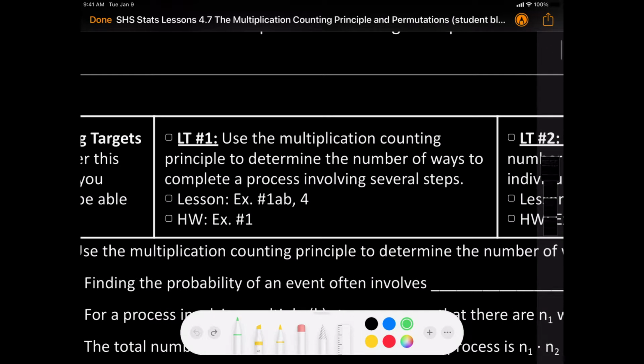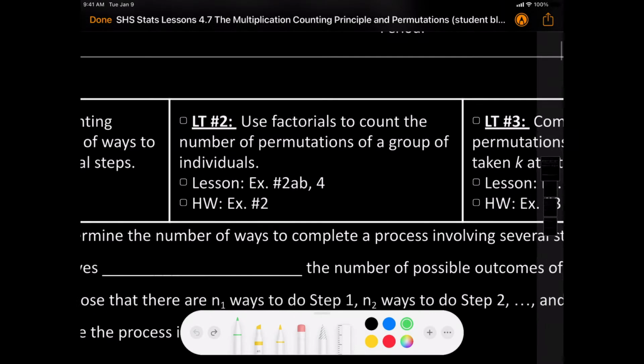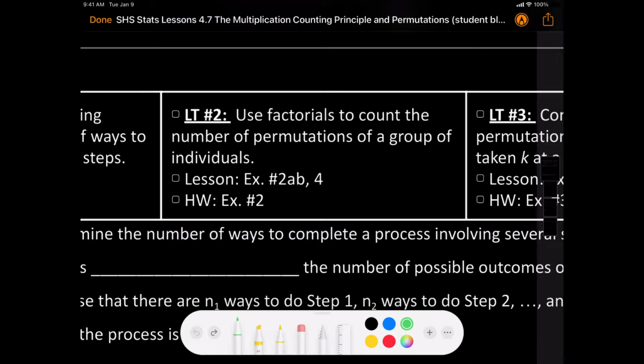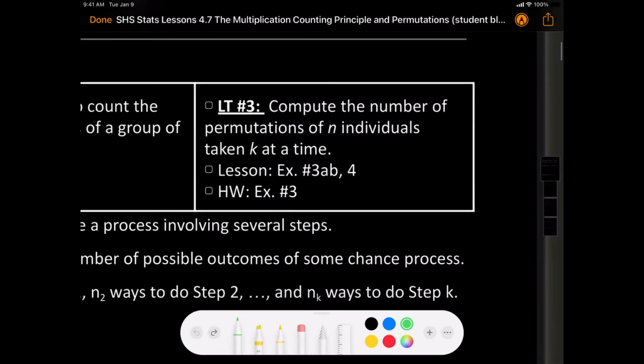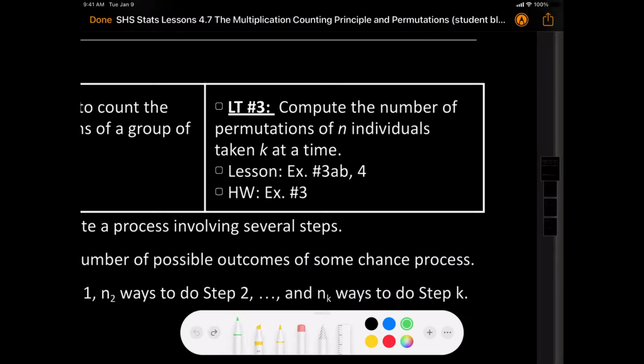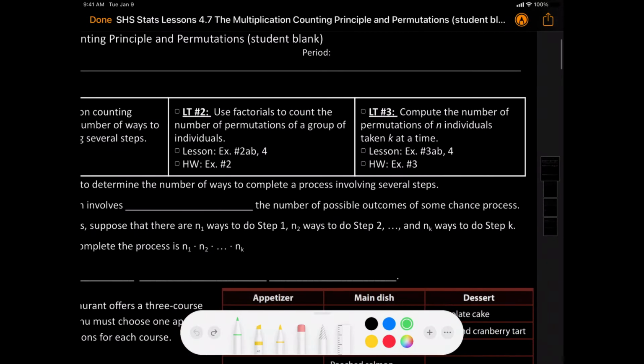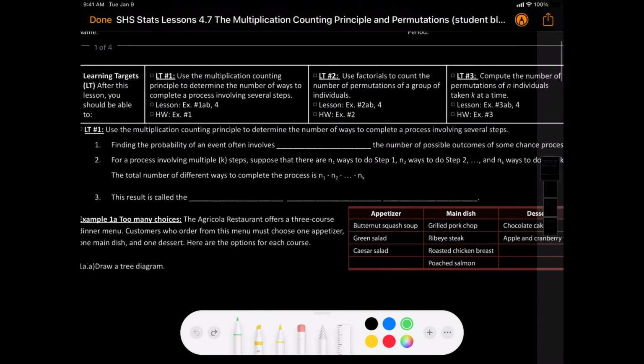Learning target number 1, use the multiplication counting principle to determine the number of ways to complete a process involving several steps. Learning target number 2, use factorials to count the number of permutations of a group of individuals. And learning target number 3, compute the number of permutations of n individuals taken k at a time. All right, here we go.